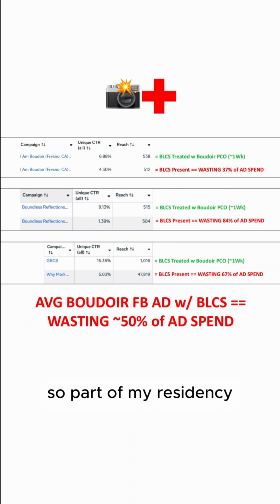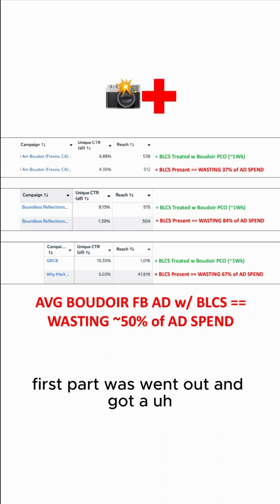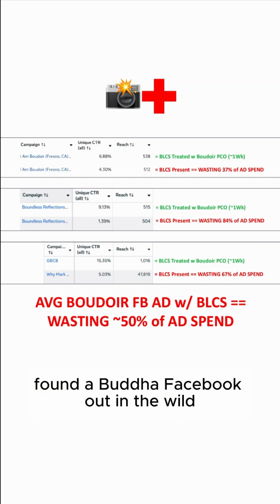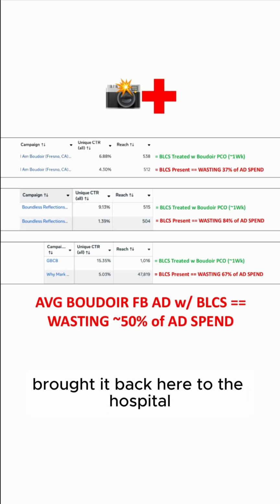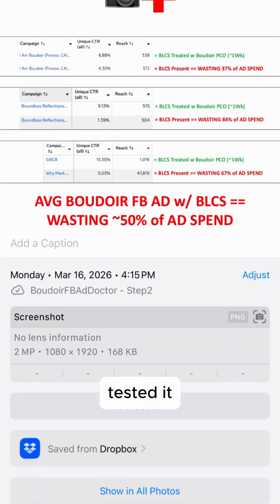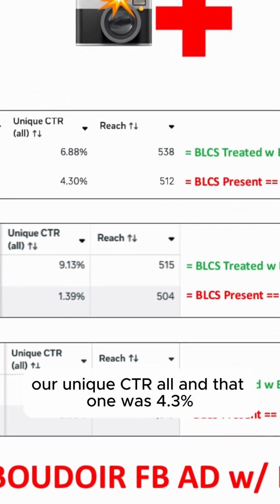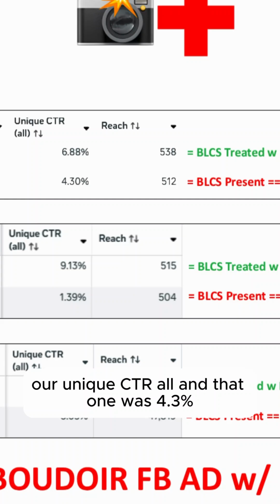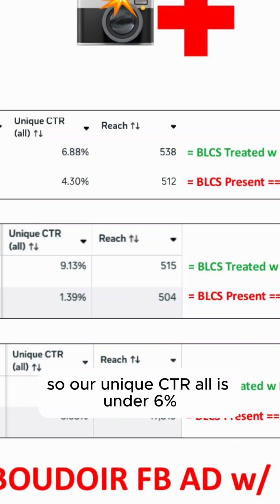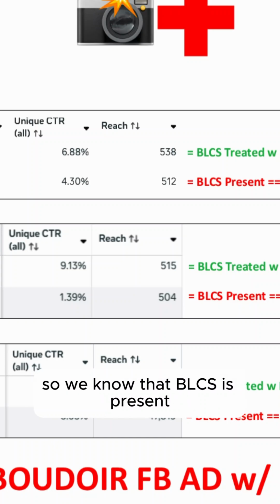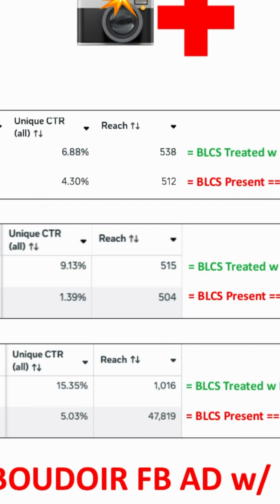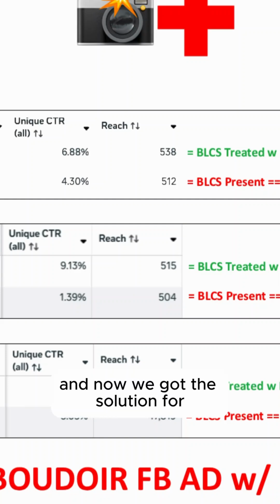So part of my residency, the first part, was I went out and got a Boudoir Facebook ad out in the wild, brought it back here to the hospital, tested it, and found out that our unique CTR all on that one was 4.3%. So our unique CTR all is under 6%. So we know that BLCS is present, Boudoir low click syndrome, and now we got the solution for it. So we treated it with Boudoir Pico.